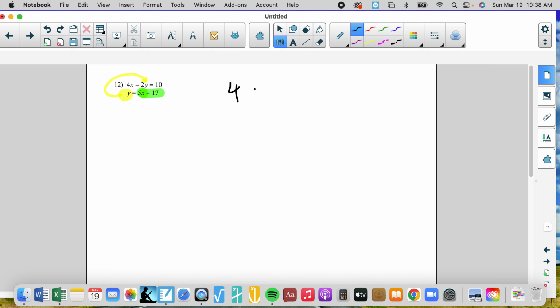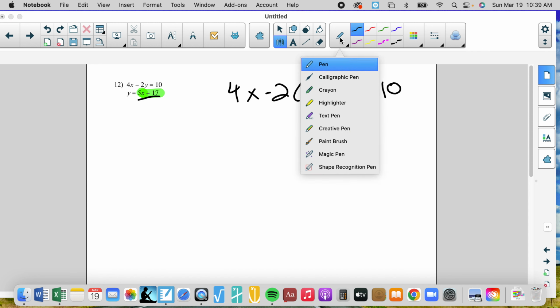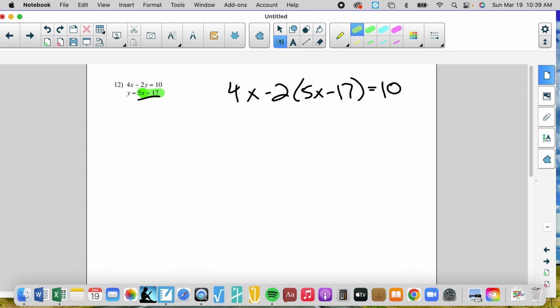So 4x minus, instead of writing y, we're going to write 5x minus 17 equals 10. So 4x minus 2, substitute the y value, equals 10. We're just rewriting everything up there. Okay? All we're doing is rewriting and substituting that value.